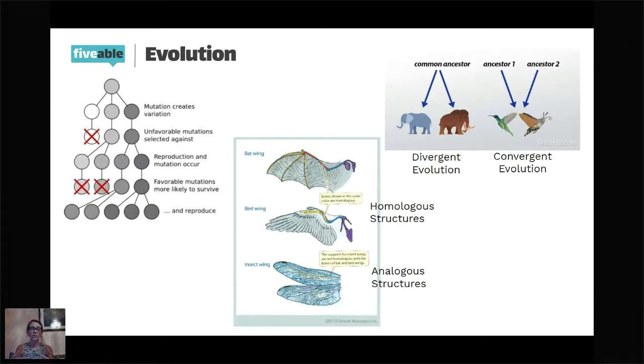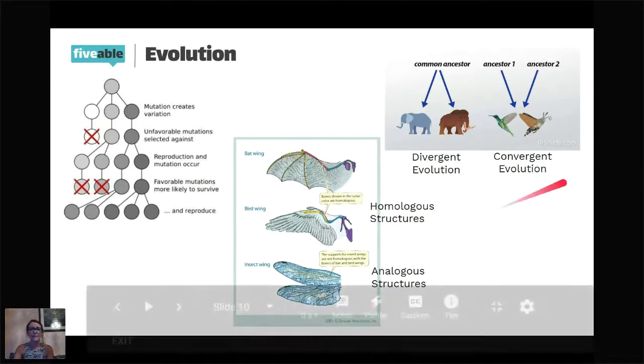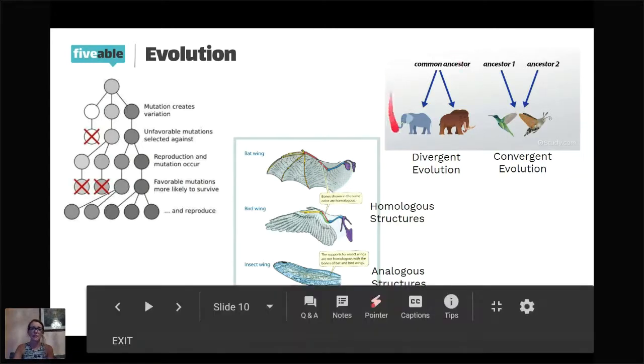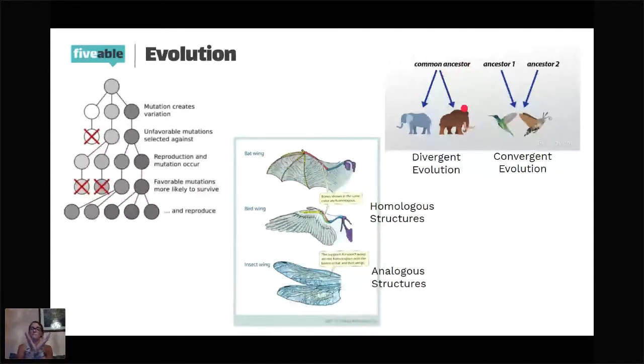Homologous structures happen in divergent evolution. So we have some sort of common ancestor, and we have two populations that diverge over millions of years and become two separate things, like elephants and woolly mammoths, which is what you can see in this example. But they stem from a common ancestor.